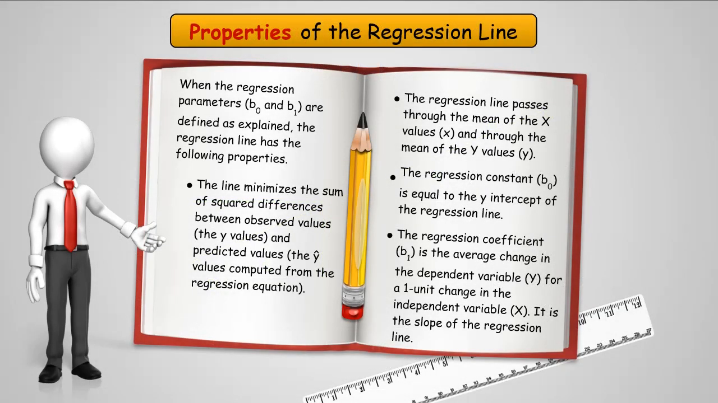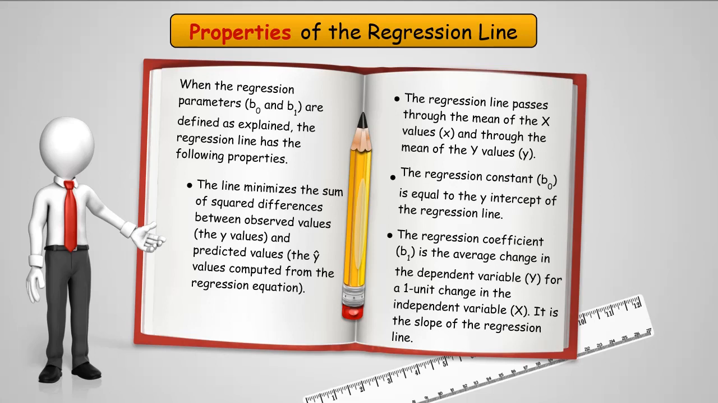So a bit of, again, statistical jargon here. The regression parameters b0 and b1 are defined and explained. What we are doing with that regression line is minimizing the sum of the squared differences between the observed values, y, and the predicted values. And that's what the regression line is supposed to represent.